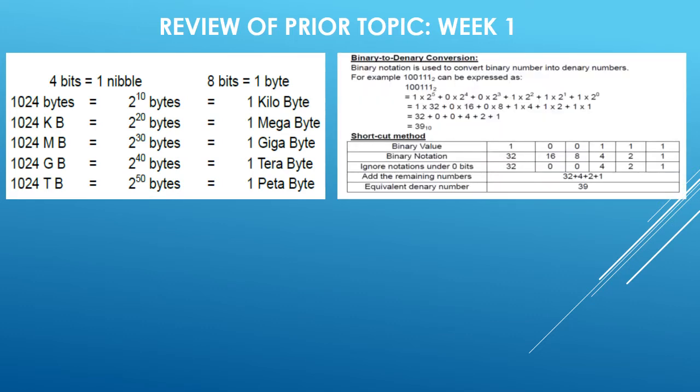We learned the conversion method from binary number to equivalent denary number. In that conversion, we use the binary notation. For example, the number is 1000111. We multiply each bit of this number with its equivalent binary notation. We add all the terms together to get the equivalent Denary number. There is a second shortcut method in which all the binary values are written. Then we write the binary notation and we add the number which are having the value 1. This is how we are going to get the equivalent Denary number.